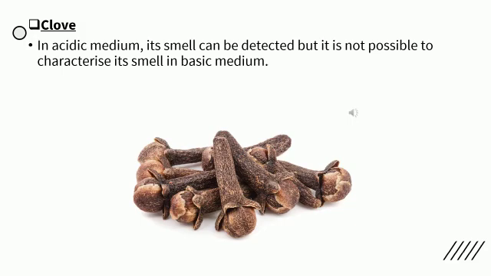So next one is clove. You people are familiar with clove. It is available at home and you can add it to any acidic medium or basic medium. In acidic medium, its smell can be detected, but it is not possible to characterize its smell in basic medium. Okay, so in acidic medium we can detect the smell, but it is difficult in case of basic medium. So this is one of the uses of clove as an indicator.